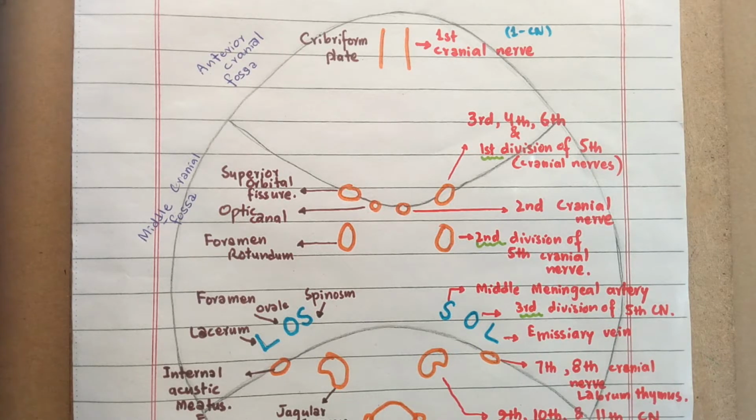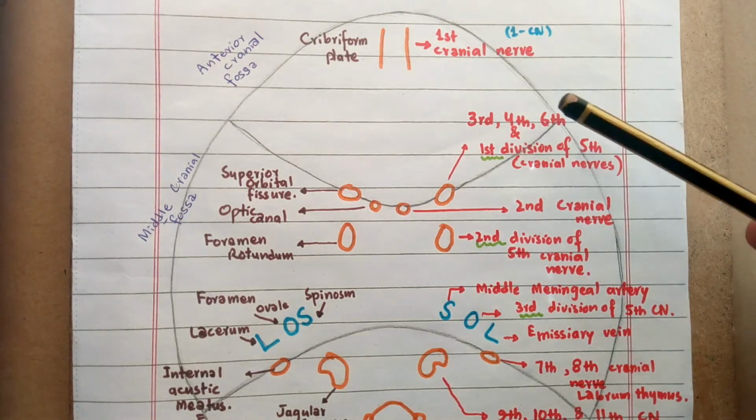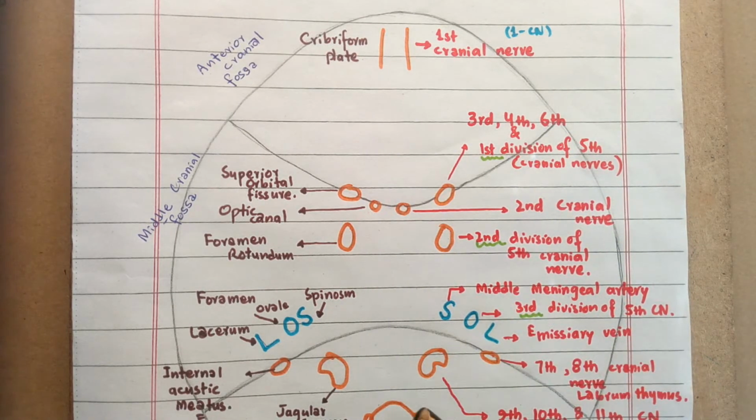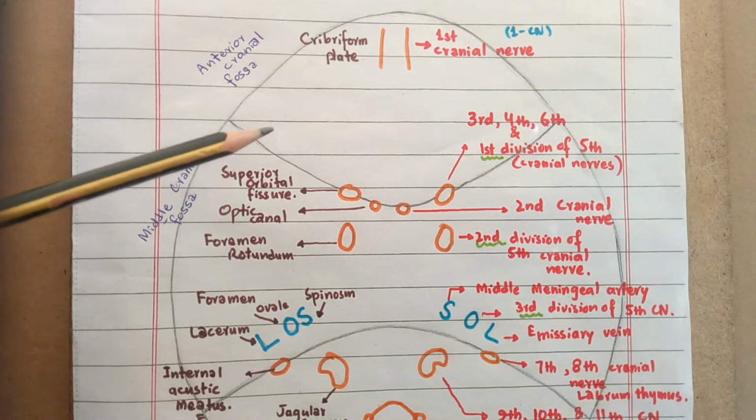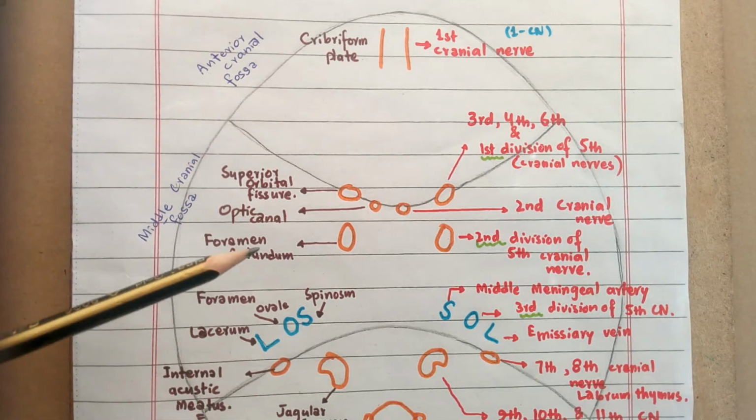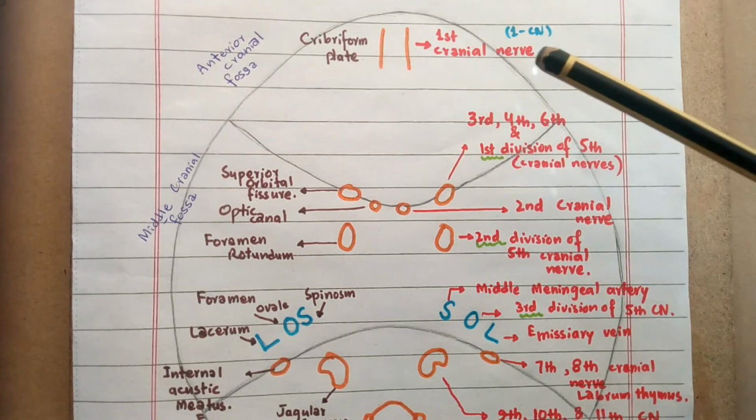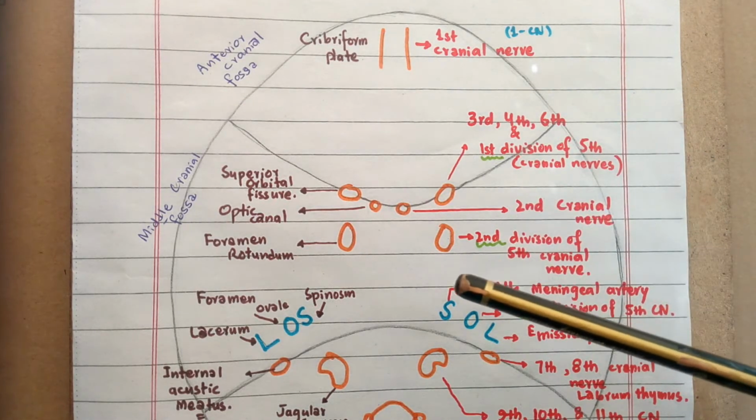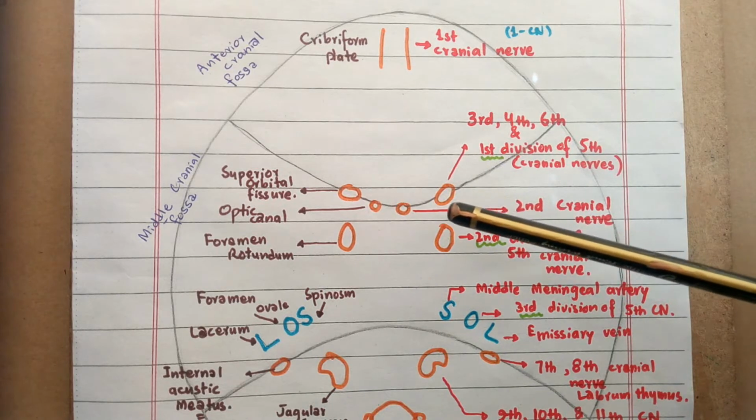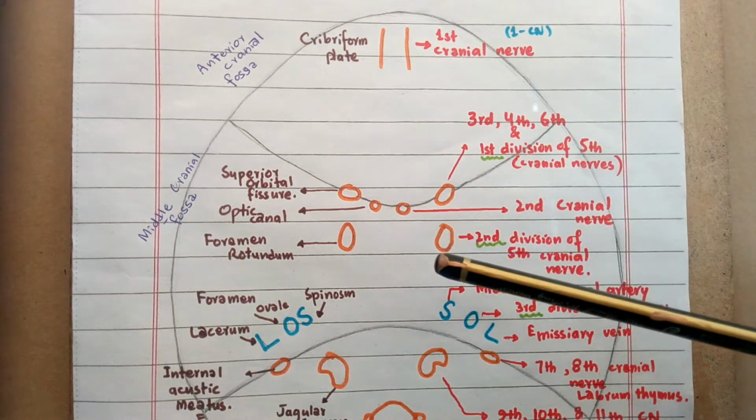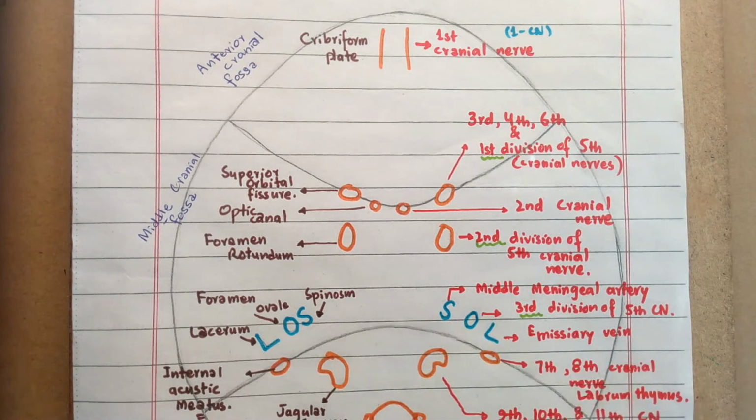Normally we divide the interior of the skull into three parts: the anterior cranial fossa, the middle cranial fossa, and the posterior cranial fossa. The anterior cranial fossa has the cribriform plate, while the middle cranial fossa has the superior orbital fissure, optic canal, foramen rotundum, foramen ovale, foramen lacerum, and foramen spinosum. And moreover, in the posterior cranial fossa there are also foramina through which certain structures pass out.